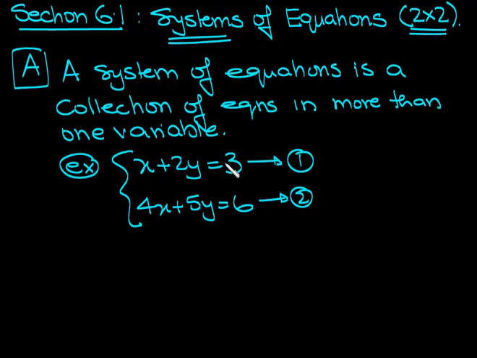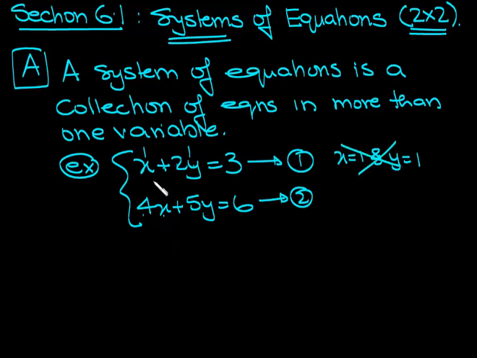For example, just to illustrate a point, if I say x is 1 and y is 1, that satisfies this equation. If x is 1, y is 1, we get 1 plus 2 times 1 is 2, so 1 plus 2 is 3. So that satisfies this one. But how about this one? If x is 1, we get 4, and if y is 1, we get 5. 4 plus 5 is 9. It doesn't satisfy this one. So this is not a solution to this system.